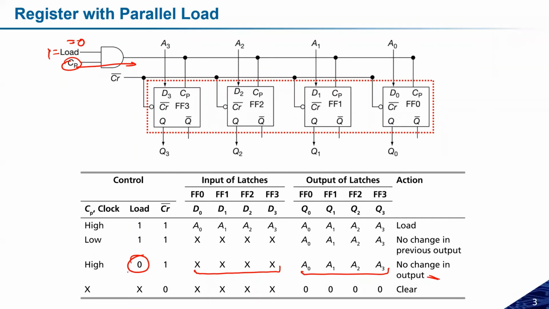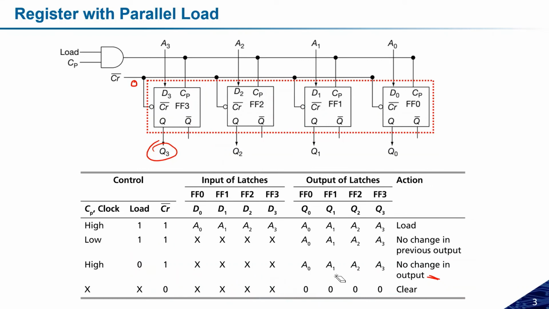Even though the inputs are 0 or 1, if clear is equal to 0, what does it mean? Whatever the operations I perform on the load or the CP, it does not matter, and the output will always be in the clear state. So if the clear signal is activated, even though there is some change in the inputs, it does not matter. Output will always be 0 only. So the output will always be 0 if the clear is 0.